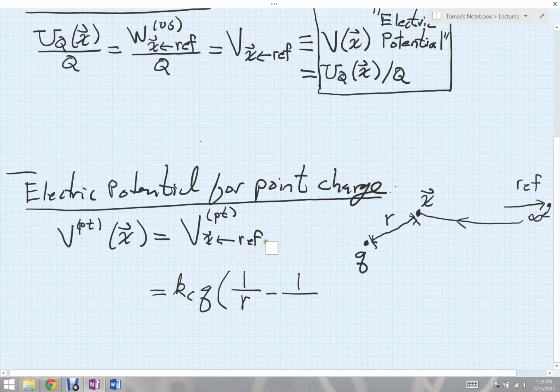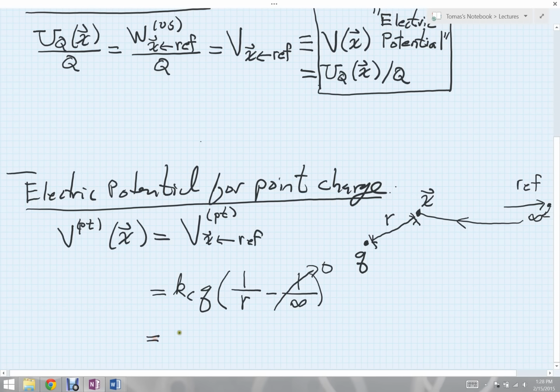But in this case, the initial location, our reference point, is out here at infinity. It's at an infinite distance from my charge. So that distance would become infinity. But as we all know, in the limit that we pull these things very far away from each other, 1 over infinity is in fact going to be approaching 0.